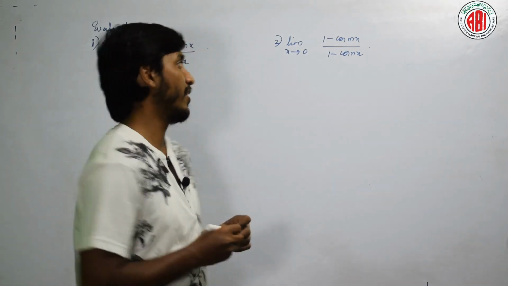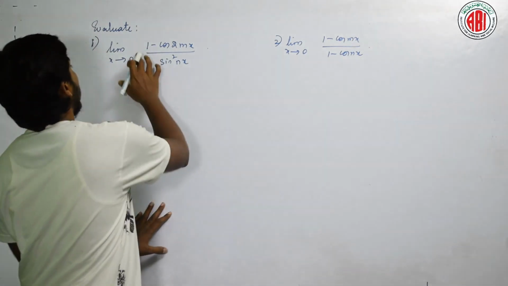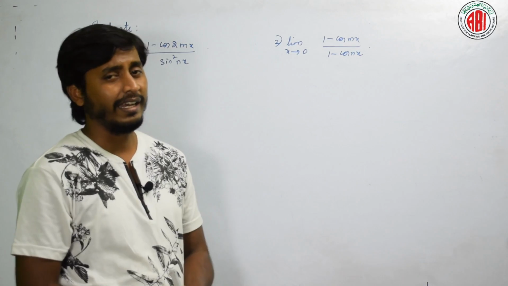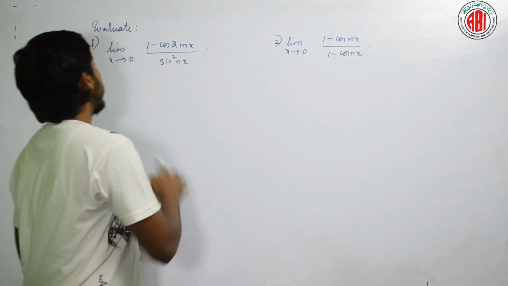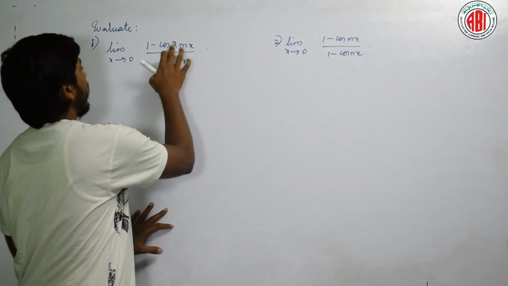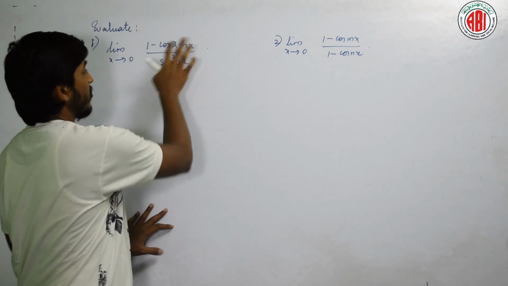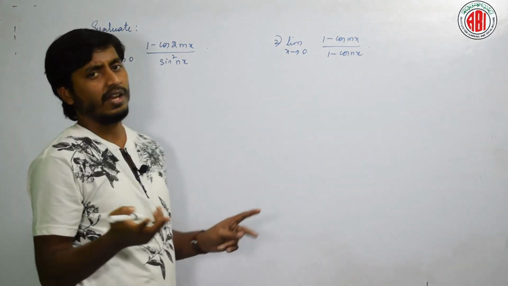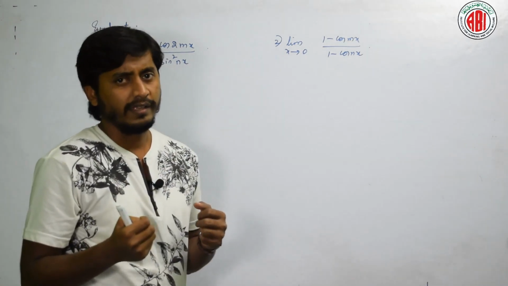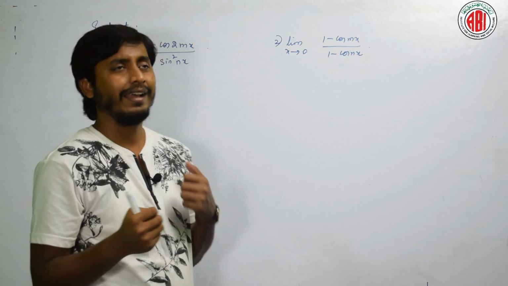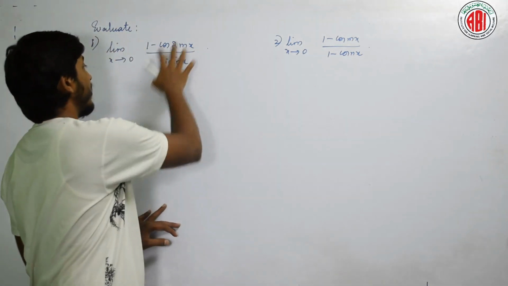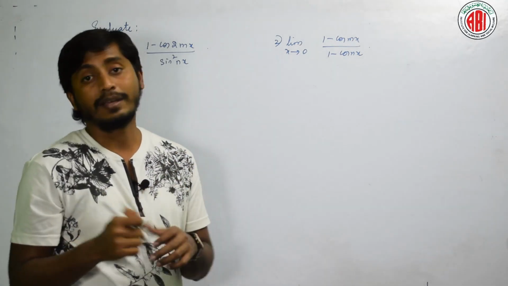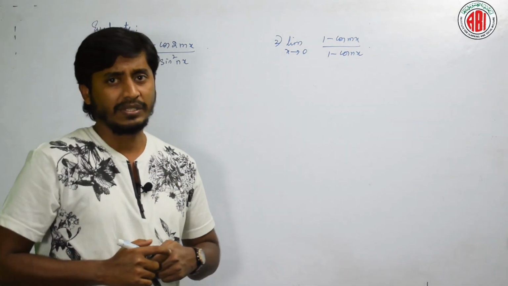Now see here, what is the question given here? Limit of 1 minus cos 2mx by sin square nx. Do we have any direct formula? Just substitute it here. Cos 2 into 0 is cos 0, which is 1, and 1 minus 1 is 0. Sin 0 is again 0, therefore it becomes 0 by 0. Is it a valid form in limits? No. Then I have to simplify this expression in such a way that I should not get an indeterminate form.